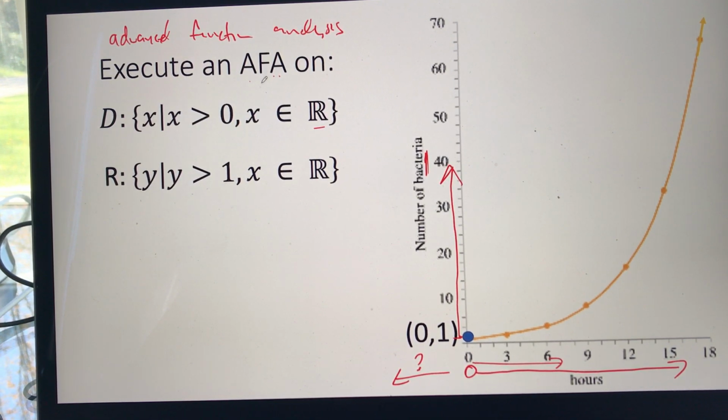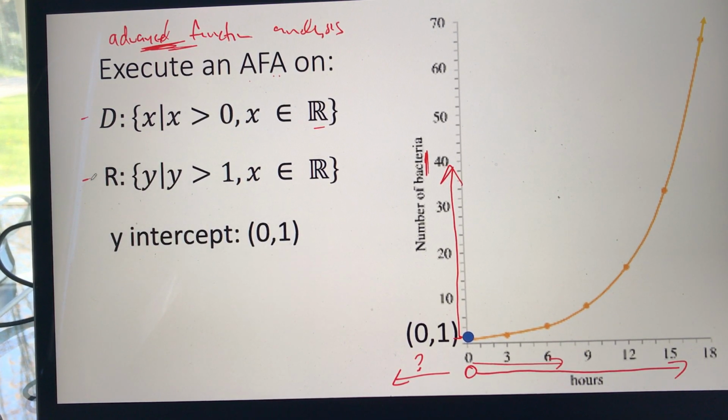So under part of an advanced function analysis, one thing we look at is the domain and range as part of the analysis. We look for intercepts as well. We look for where does this line hit the x or the y-axis. So in this case, it hits the y-axis at 0, 1. So my y-intercept is 0, 1.